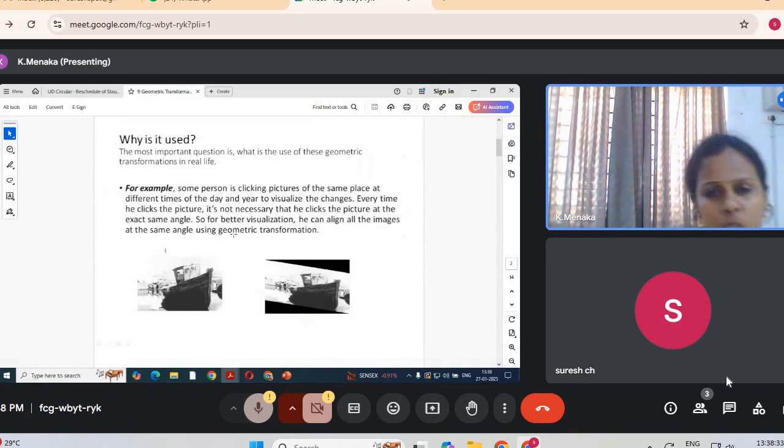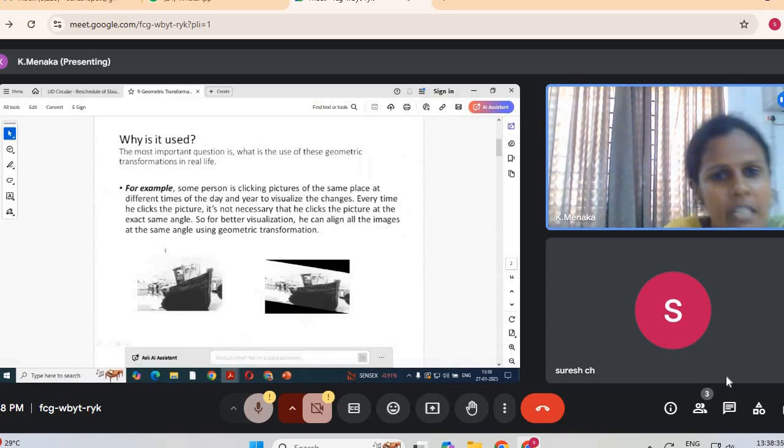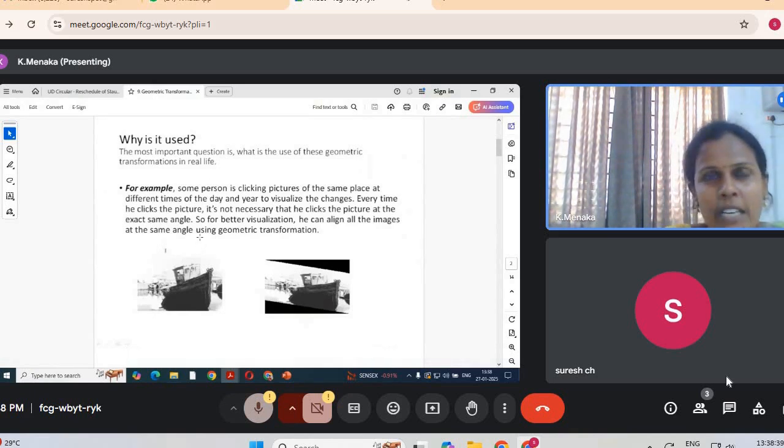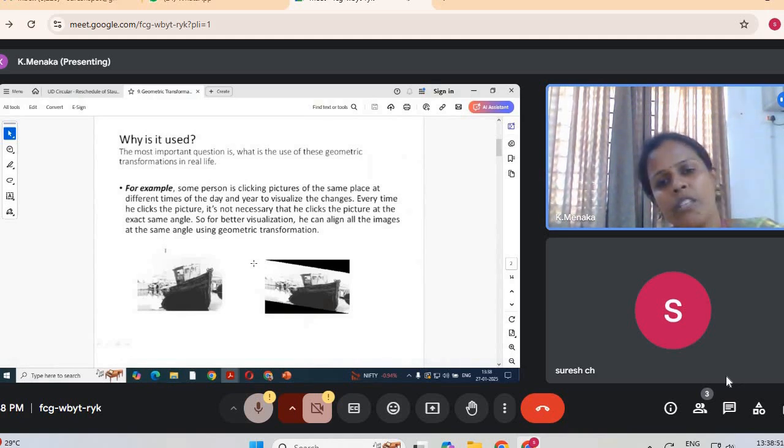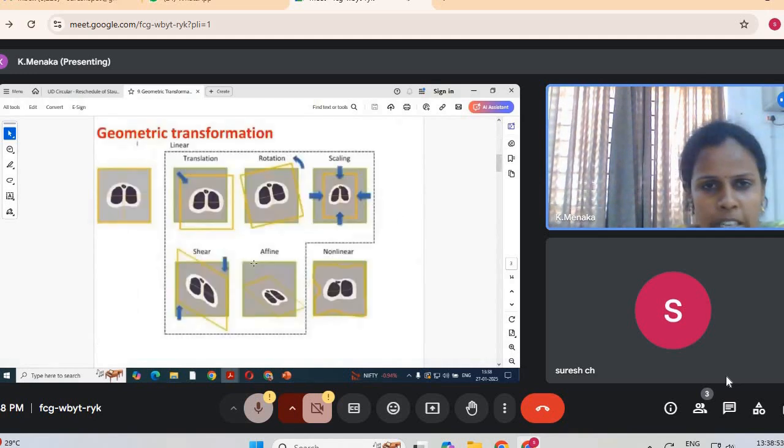Whenever we take n number of clicks to get the correct image, in order to get the exact position of the particular object in the image as a single image, we can use a geometric transformation.